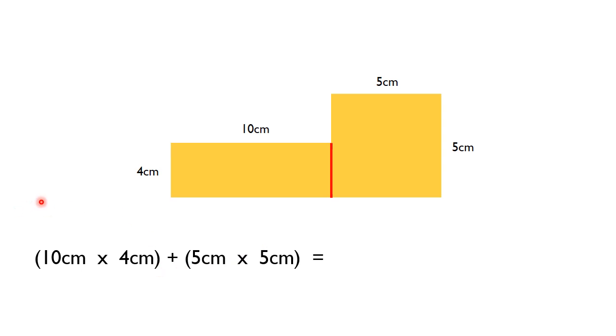So I'm sure you did 10 centimetres times by 4 centimetres and added that to 5 centimetres times by 5 centimetres. So we know that 10 times 4 equals 40 and that 5 times 5 equals 25. So 40 plus 25 equals 65 centimetres squared. So the area of this compound shape is 65 centimetres squared.